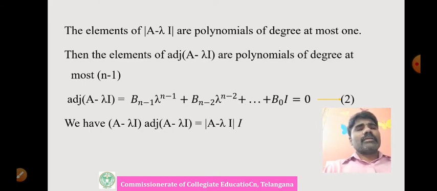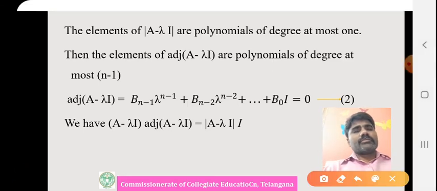Whereas the elements of A minus lambda I, here it is not a determinant, this is a matrix. The elements of the matrix A minus lambda I are polynomials of degree at most 1. Determinant means it is a constant. Then the elements of adjoint of A minus lambda I are polynomials of degree at most n minus 1. Now let us consider.